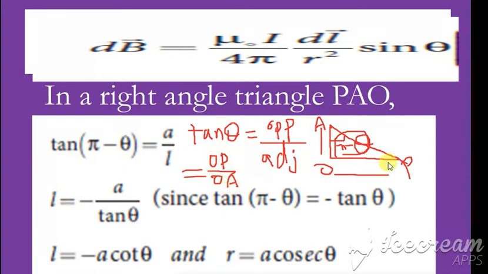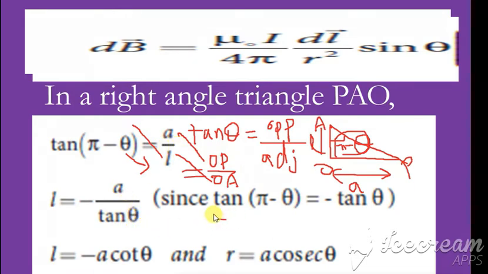Now what is the value of this OP, as we have seen in the first diagram itself? OP is equal to what? A, and OA is equal to what? L. So OP I am writing as A, OA I am writing as L. Now bring this L this side, and tan(pi minus theta) I am bringing down. So this L, if it goes this side, and tan(pi minus theta) you are bringing down, you get L is equal to A divided by tan(pi minus theta).